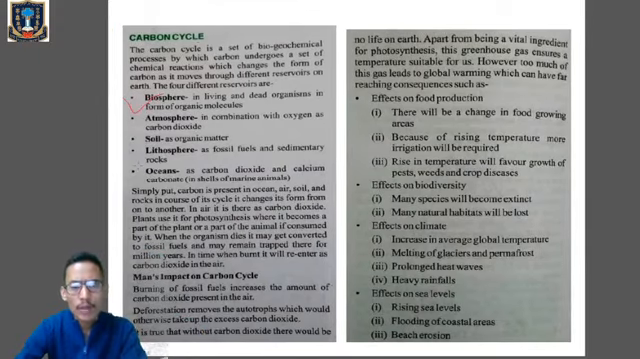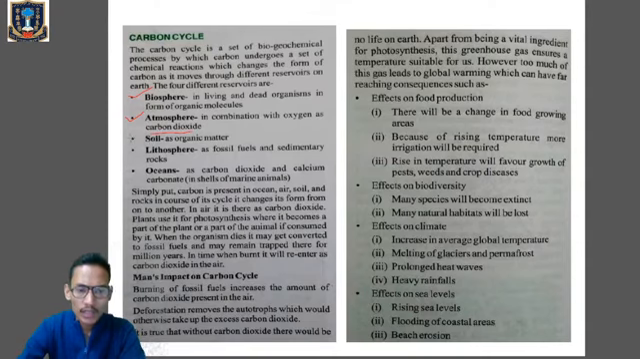The first one is the biosphere. In the biosphere, the place where we live, carbon is present in living and dead organisms in the form of organic molecules. In the atmosphere, it is present in the form of carbon dioxide. It combines with oxygen to form carbon dioxide. So in the atmosphere, it is present in combination with oxygen as carbon dioxide.